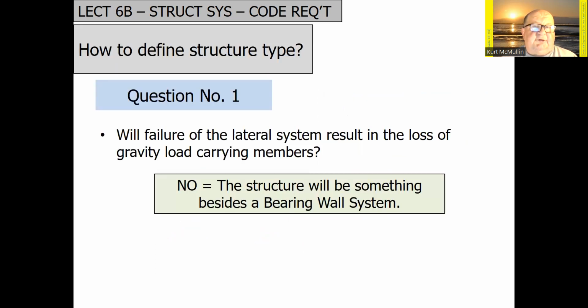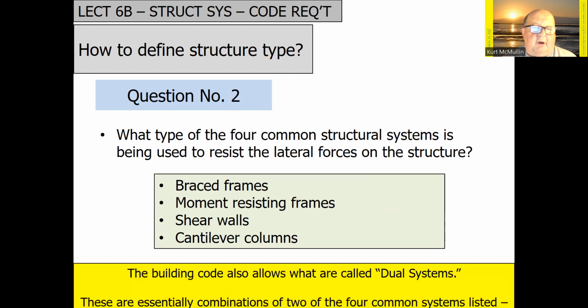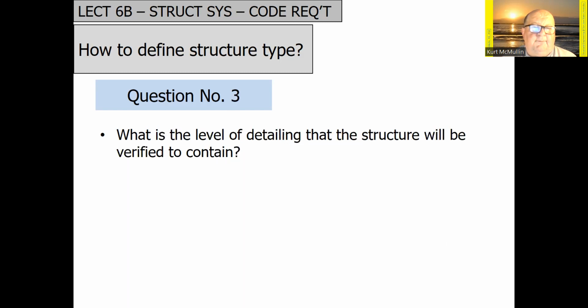So we're still back on this first question. Are we a bearing wall system or not? If the answer to that is no, we are not, then the structure is going to be something other than a bearing wall system. The second question is going to be, which of the four types of structures are we using? Braced frames, moment frames, shear walls, cantilevered columns. Now, the building code does actually have another area that they refer to as dual systems, but dual systems are essentially just combinations of two of these four systems alone.